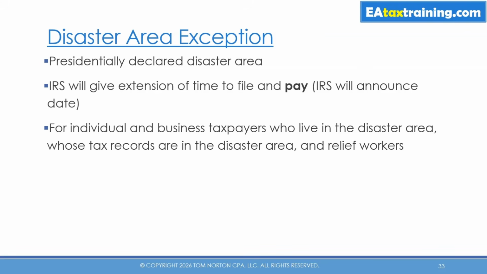This is for both individual and business taxpayers who live in that disaster area or whose tax records are in that disaster area, and relief workers. So maybe you live in one county, but you have a business that's in a different county, and those business records are going to affect your Form 1040. Well, those business records are in the disaster area, then you would also get that automatic extension of time to file your tax return. It also applies to relief workers.